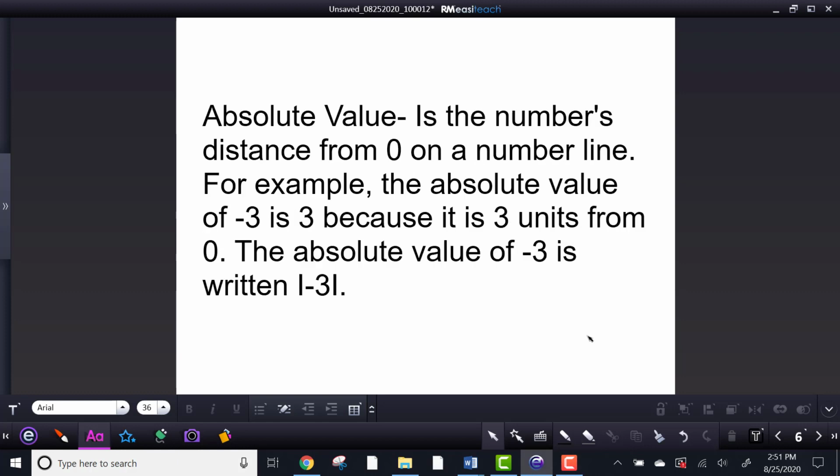Now let's take a look at the definition of absolute value. You'll want to write this down in your math journal. If you need to pause the video or write it down, that is completely fine. So absolute value is the number's distance from zero on a number line.